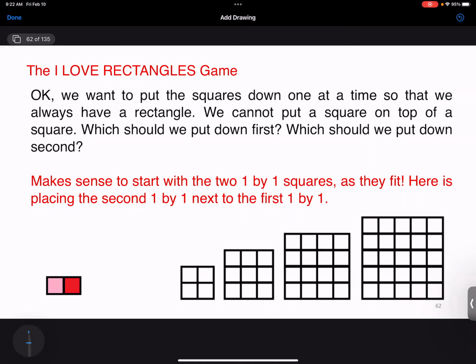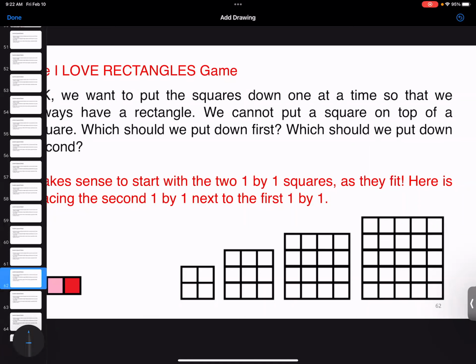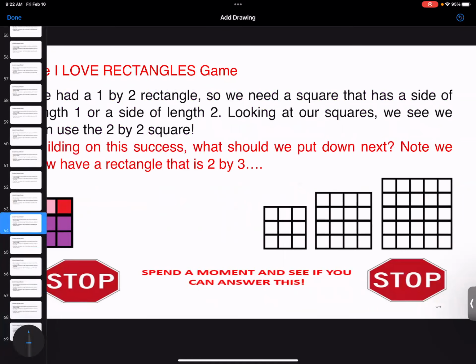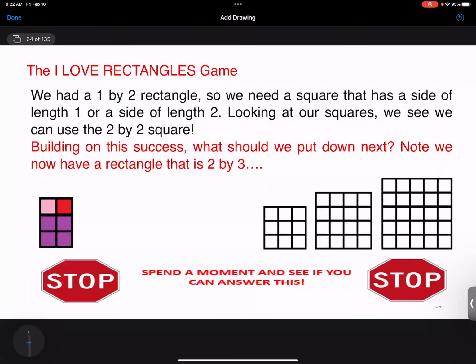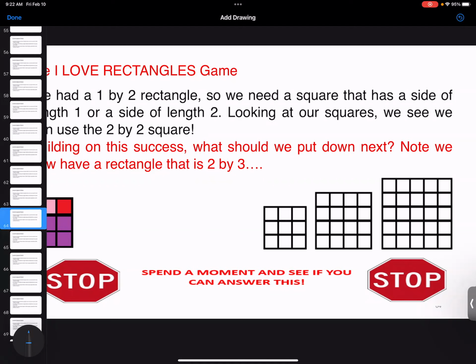I have two places I could place it, up or down. For the next one, I placed it down. What do I put down next? Three by three. How many choices do I have? Two. So from this point onward, I'm always going to have two choices.